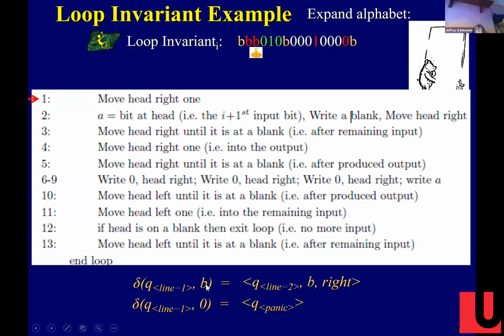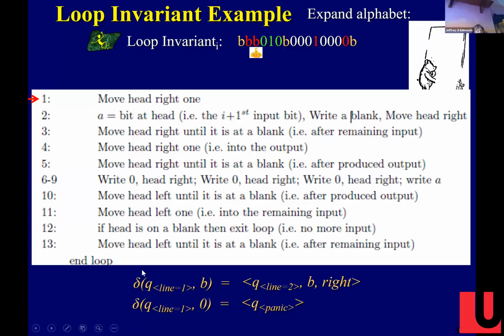Now, what character am I reading? I might read a blank. I might read a 0. I might read a 1. If I read a blank, then I go to this state. If I read a 0, I go to panic. If I read a 1, I go to panic. Okay. So would it be more accurate to say that line 1 has 3 transition functions?